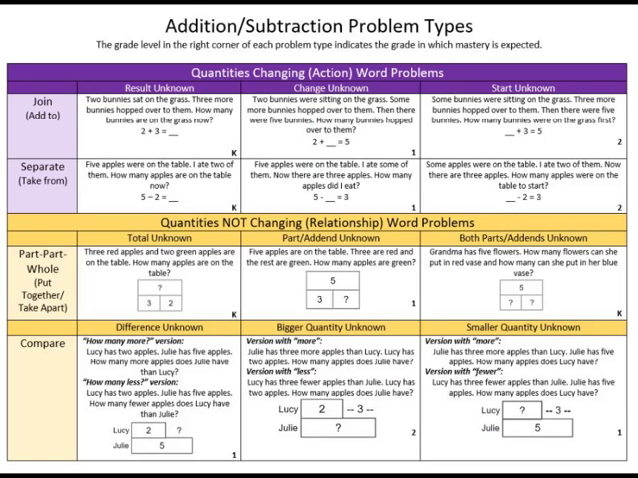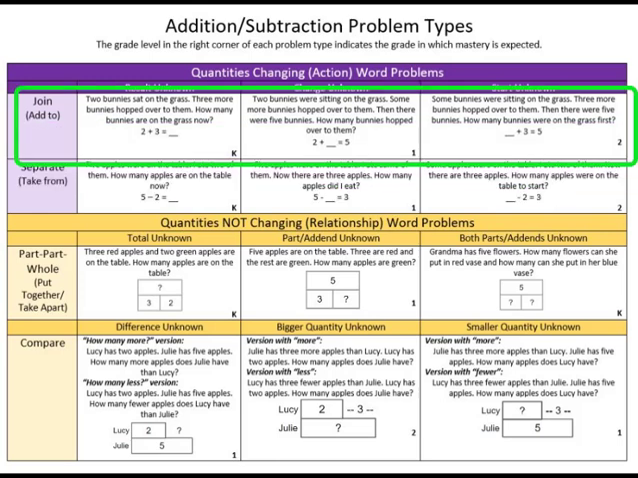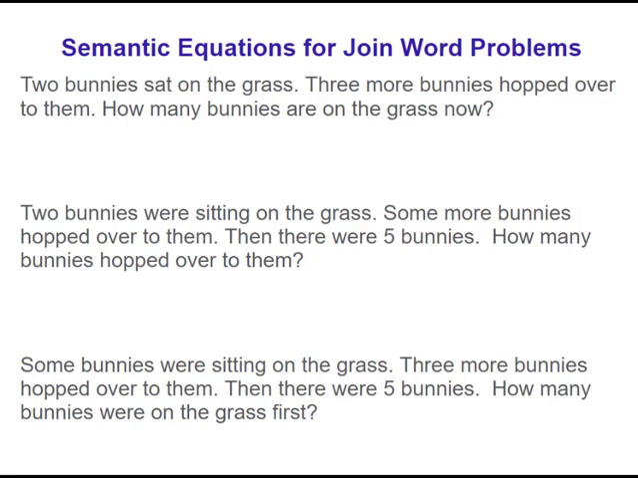You're probably wondering about those little equations that are written under the action word problems. We'll take a moment to talk about those. Those equations are known as semantic equations. Semantic equations align perfectly with the action that's happening in the word problem. Let's take a moment to look specifically at the semantic equations in the join row. The first problem in the join row says, 2 bunnies sat on the grass. 3 more bunnies hopped over to them. How many bunnies are on the grass now?